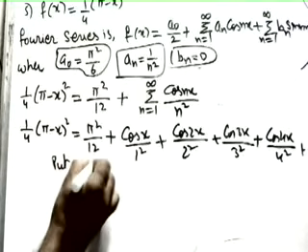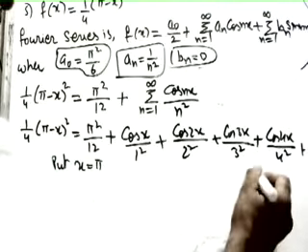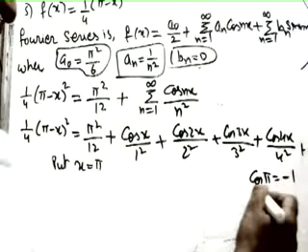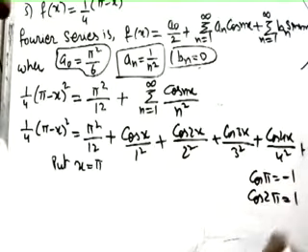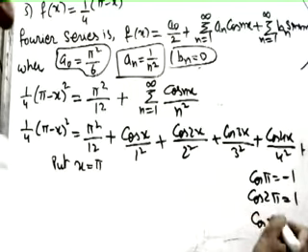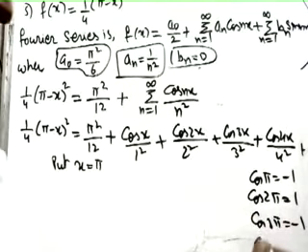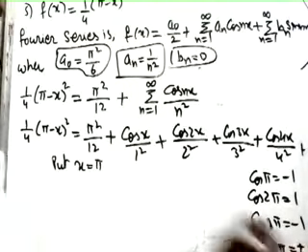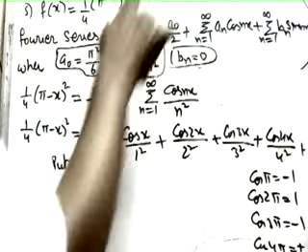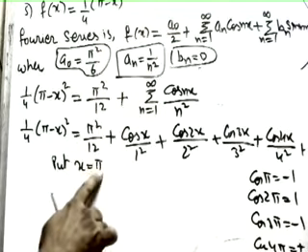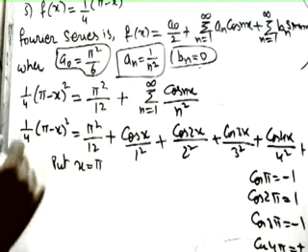You keep in place of x as pi. Put x equals pi. Why? Because cos pi is minus 1. Then if we keep x as 2 pi, cos 2 pi will be plus 1. Cos 3 pi will be minus 1. Cos 4 pi will be plus 1. So we get alternate plus minus, because we want here plus minus plus minus. So therefore, we have to put in place of x as pi.